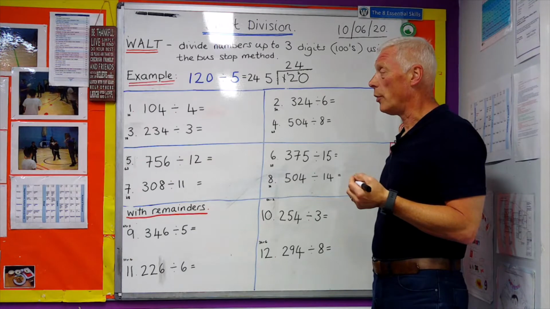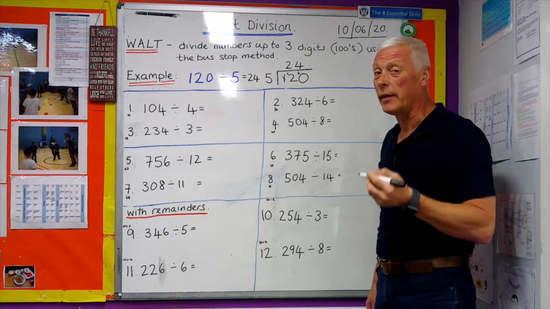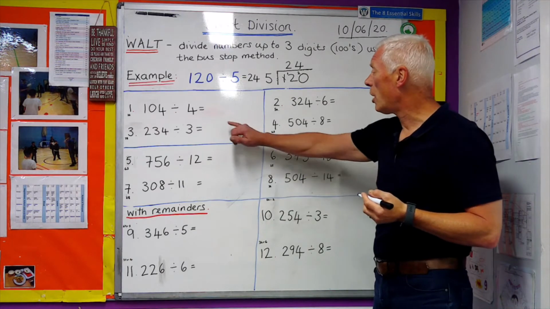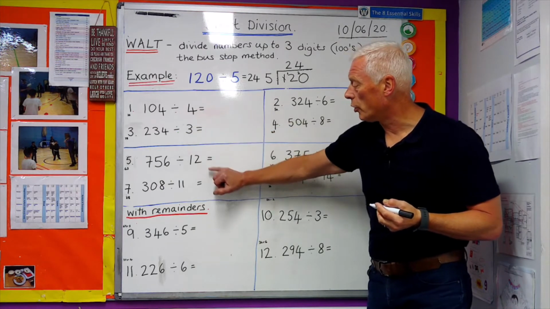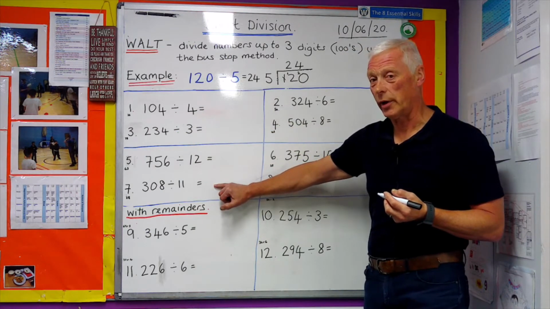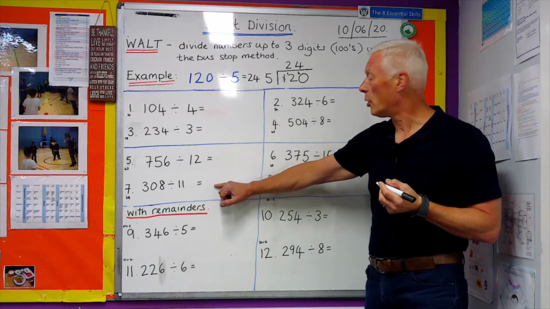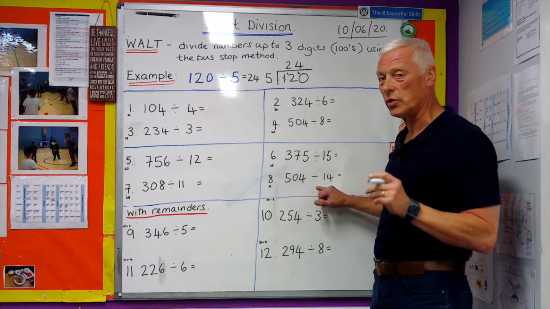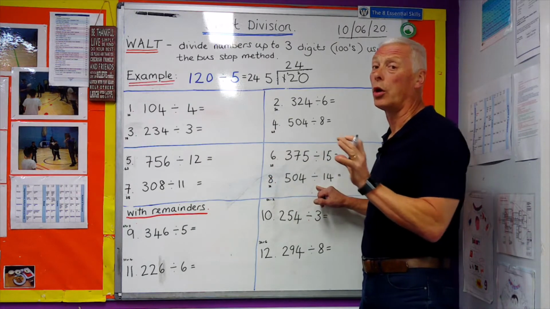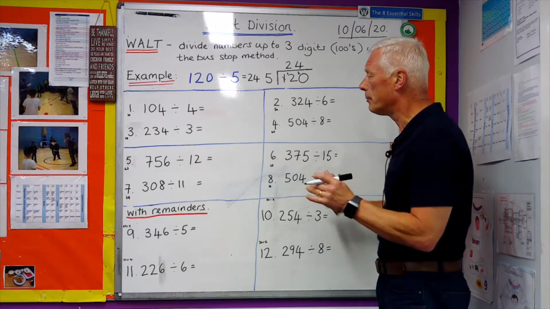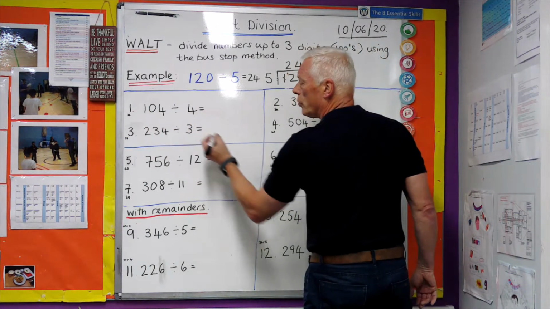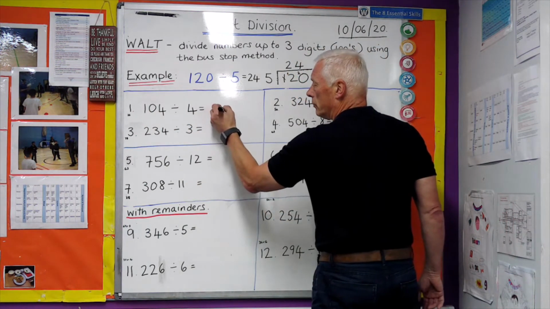Okay, I'll do some other examples and run through those. You try and do them with me, and then you'll get the idea of how to do them. We're going to start with single digits and we're going to move on to double digits. Okay, and all of these that we're doing for the first 8 sums are without remainders, so they all go in exactly.